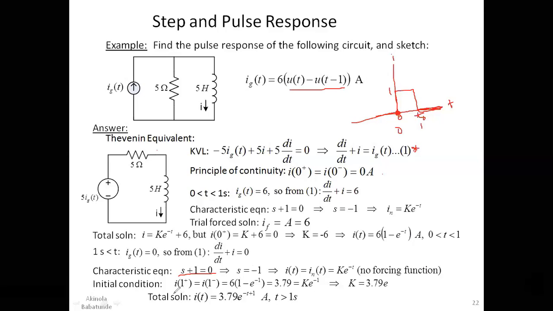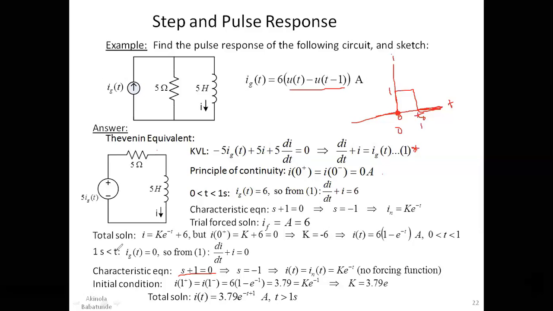So our initial condition i of 1 plus will be equal to i of 1 minus. All right, and that will be equal to i of 1, by the way. So that simply means that wherever you see your t, you put 1 there. All right, so you have 6 into bracket. We are picking this up.